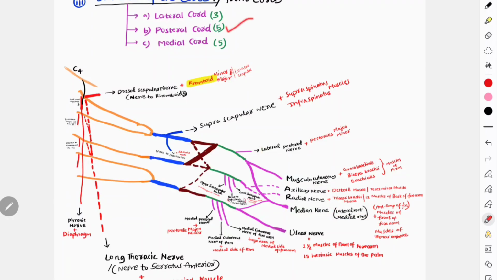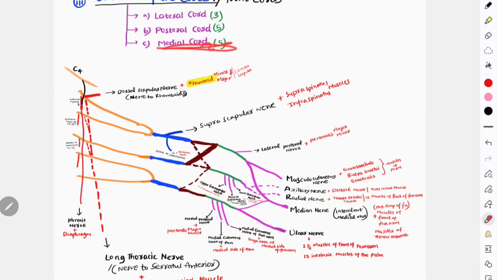The posterior cord has 5 branches. So this is the posterior cord, right? So you can say 1, 2, 3, 4 and 5 branches. Those are upper subscapular nerve, nerve to latissimus dorsi, lower subscapular nerve, axillary nerve, and the radial nerve. As of now, remember like this. So the posterior cord, 5 branches.